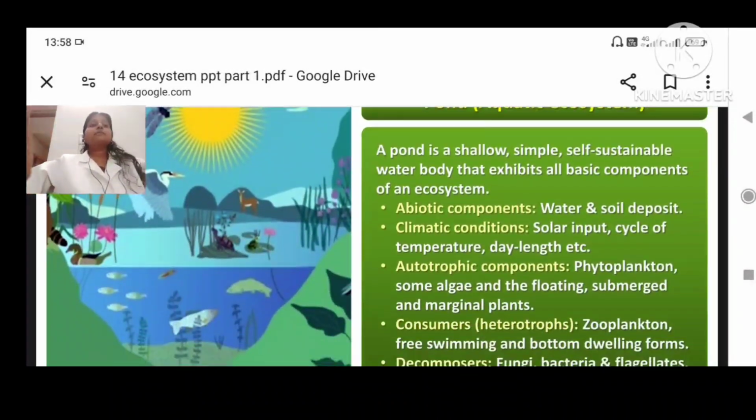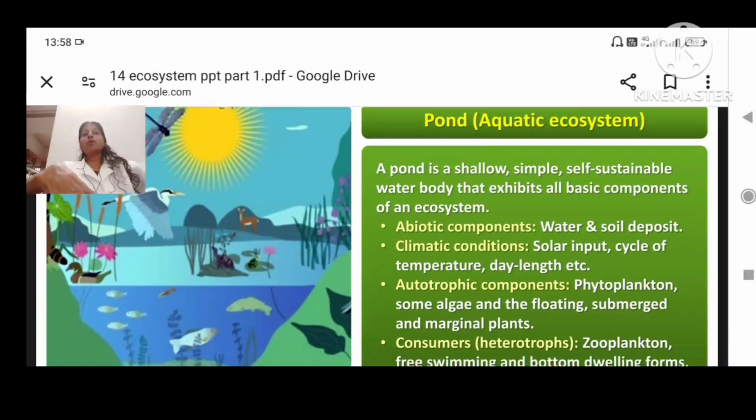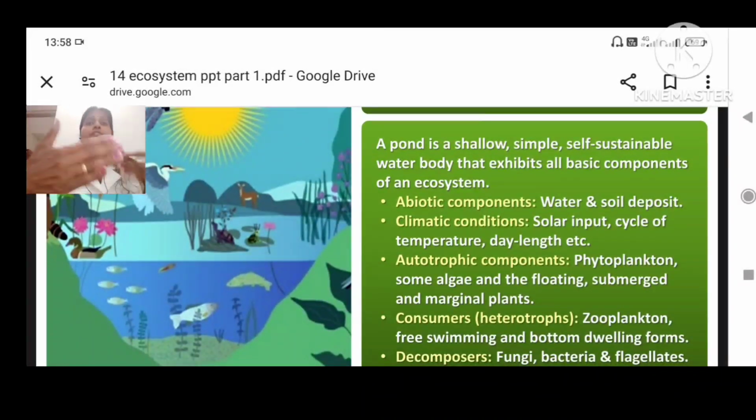Now we are moving to pond as an ecosystem. How can a pond be considered as a self-sustainable ecosystem? In the pond there is water, soil deposits, everything. There are separate climatic factors like solar energy: some layers are getting direct exposure, some diffused sunlight, and some places no sunlight. Temperature is also regulating. Day length, meaning how long the sunlight will be there, depends, isn't it? These are climatic conditions which determine the organisms which are going to stay in the pond ecosystem.